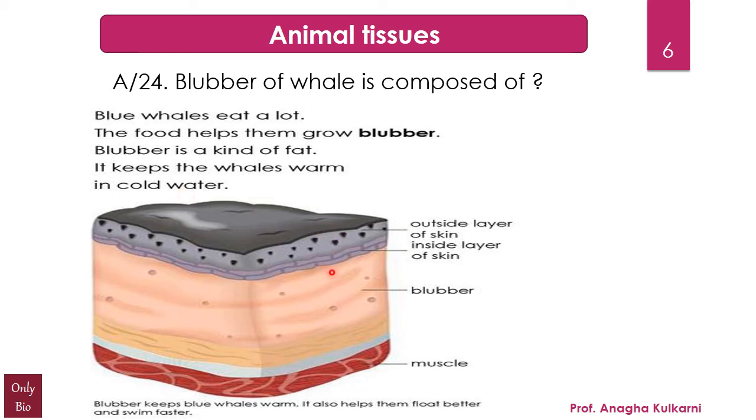Now, you can see the section here being taken. This is the outside layer of the skin. This is the inner layer of the skin. This entire thing, mass, is the blubber and this is the muscle. So it helps them to keep themselves warm and it also helps them float better and swim faster.